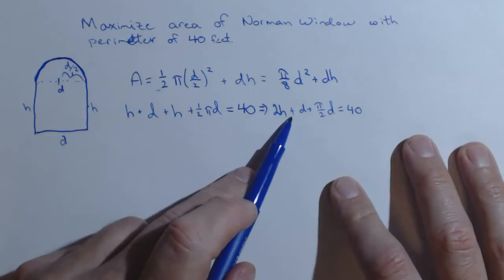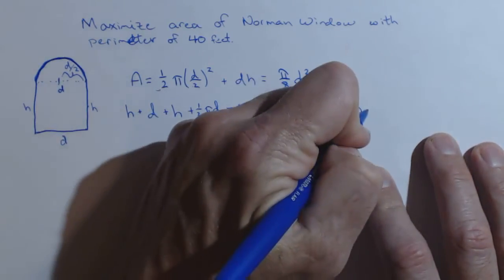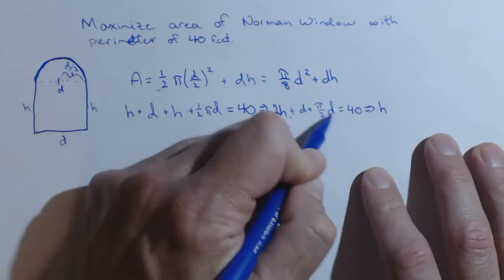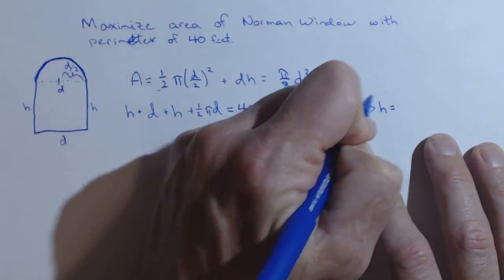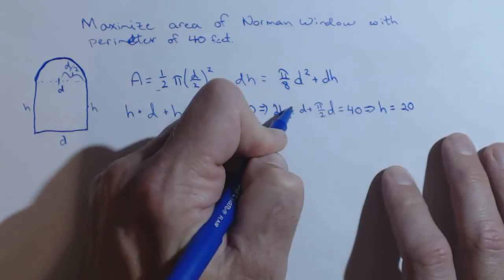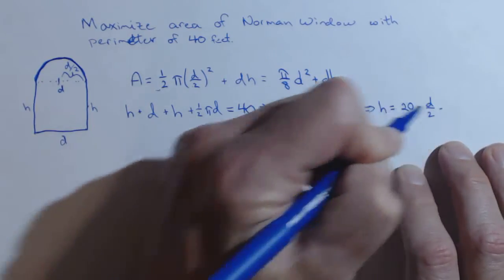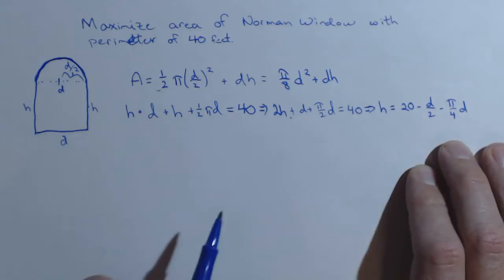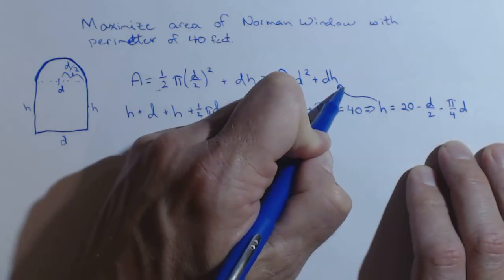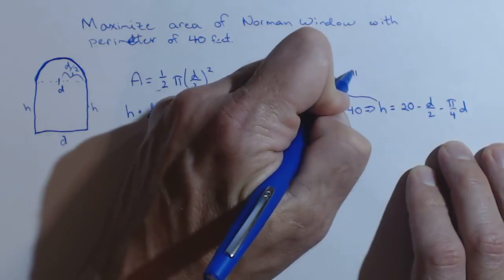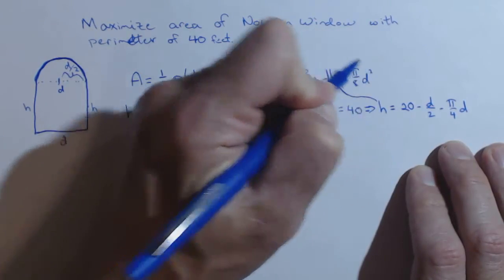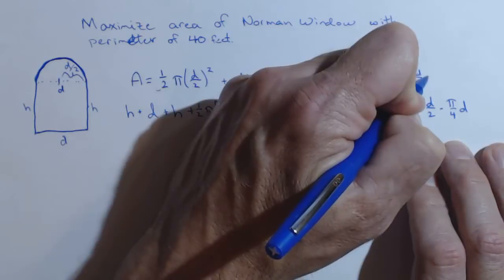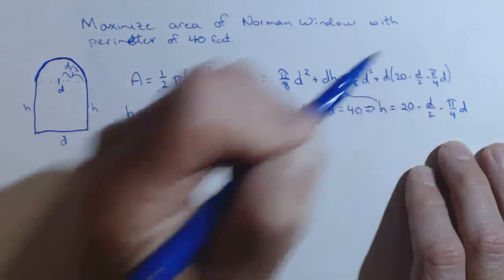Now, this is probably going to be easier to solve for H and then plug in here. So let's do that, and when we do that, we're going to solve for H and divide. So we're going to subtract these off of 40 and divide them by 2. So divide everything by 2, that's going to give us 20 minus D over 2 minus pi over 4 D. What we're going to do is we're going to plug that H in to this H. So we get pi over 8 D squared plus D times 20 minus D over 2 minus pi over 4 D.